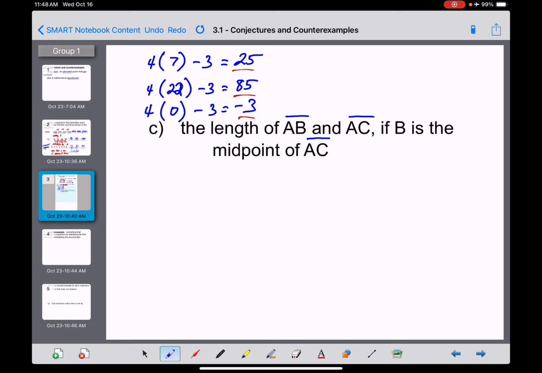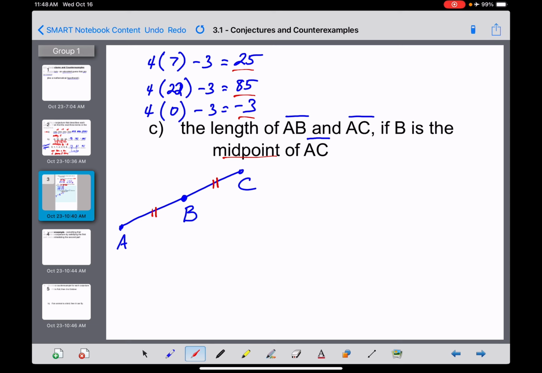So let's draw one. We're talking about the lengths of two line segments, AB and AC, if B is the midpoint of AC. So what I think I need to do, guys, is start with a line segment right here and say we're dealing with a midpoint. So I'm going to put a dot right there in the middle. Now I'm reading the second part of this sentence after the comma. B is the midpoint of AC. So I'm going to put B right there in the middle, A on the left, C on the right. To show that it is a midpoint, I'm going to put tick marks here on AB and BC.